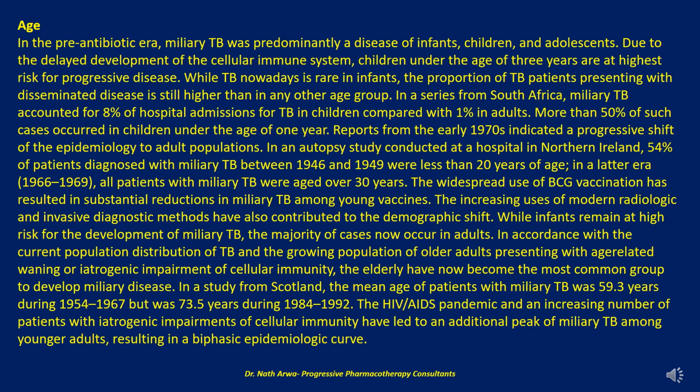In a study from Scotland, the mean age of patients with miliary TB was 59.3 years during 1954 till 1967, but was 73.5 years during 1984 till 1992. The HIV/AIDS pandemic and an increasing number of patients with iatrogenic impairments of cellular immunity have led to an additional peak of miliary TB among younger adults, resulting in a biphasic epidemiologic curve.